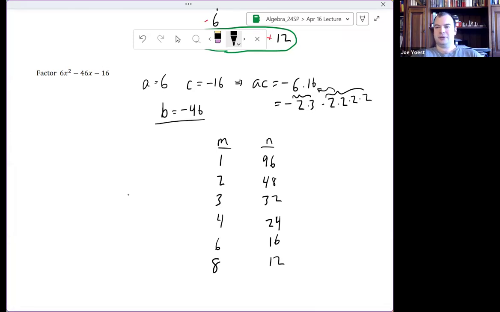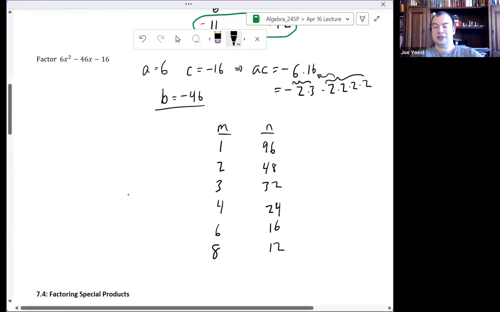I only see one factor of 3 in my factorization, so 9 is not a factor. 10 has a factor of 5. That doesn't work. 11's prime. There's no 11s in the prime factorization. That doesn't work. 12, we're back to 12 times 8. So we've exhausted all of our options here.